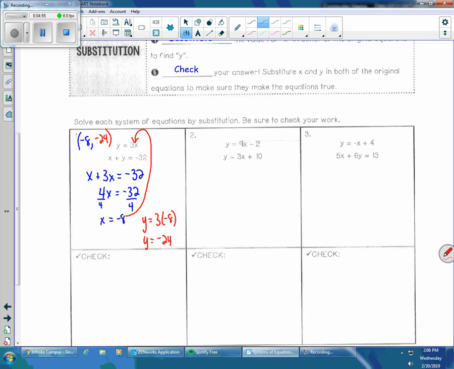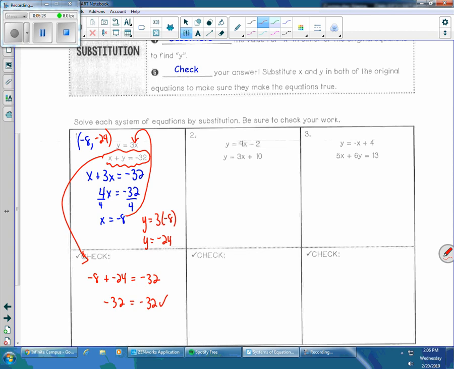Now I can use the other equation that hasn't been used yet, so this equation down here, for my check. So I need to take my x, -8, plus my y, -24, and see, does that equal -32? And again, I'm just going to grab my calculator, plug in -8 plus -24, and indeed, I get -32 equals -32. So I'm relatively sure I did all that work correctly.